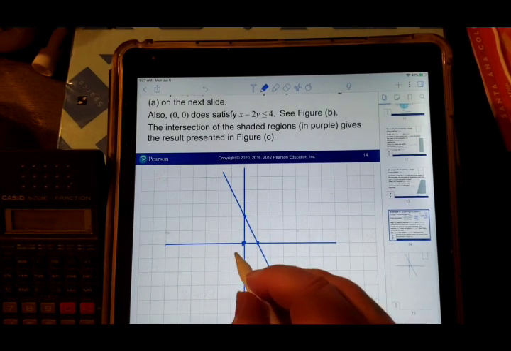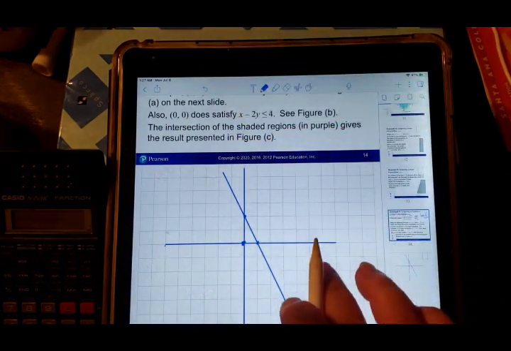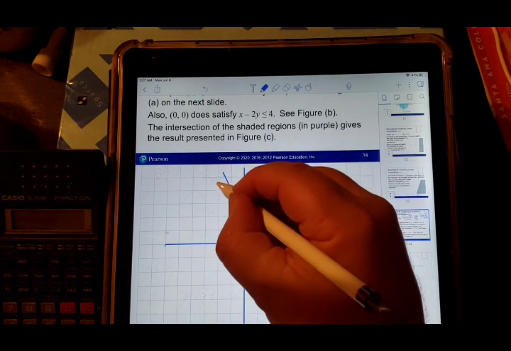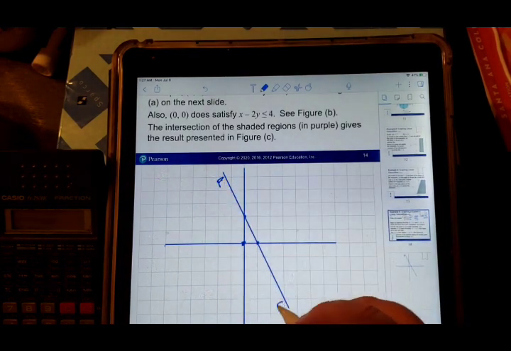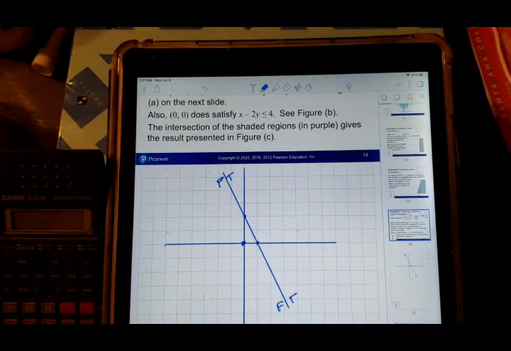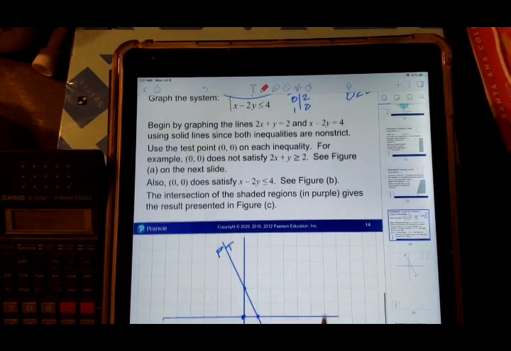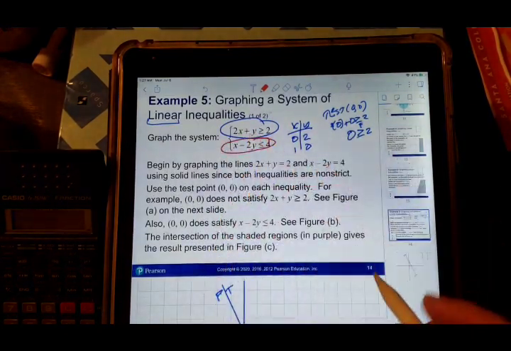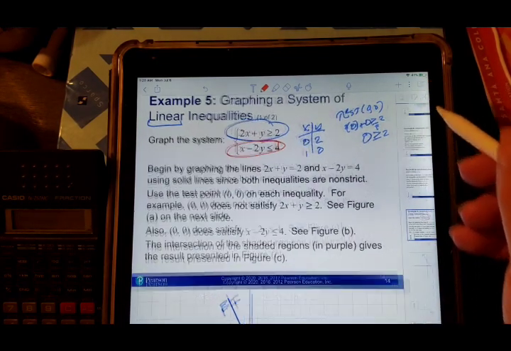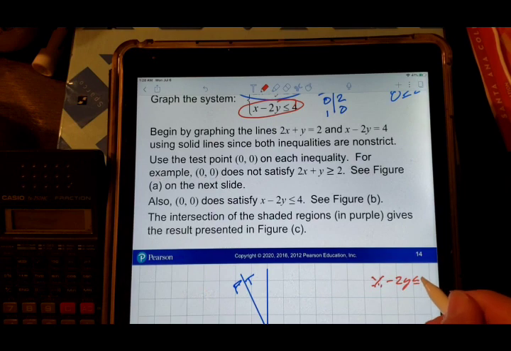And what I said a moment ago is I don't want to label false at the test point itself. What I want to do is label the side containing that test point as false, and that means the other side is true. So I'm done with that blue graph, and I'm so done with it, I'm actually going to change colors when I talk about the second equation. So the second equation is x minus 2y is less than or equal to 4.